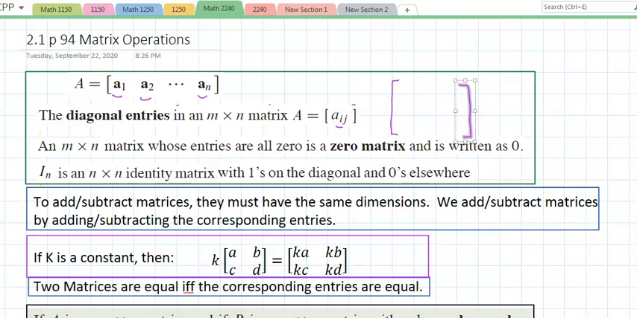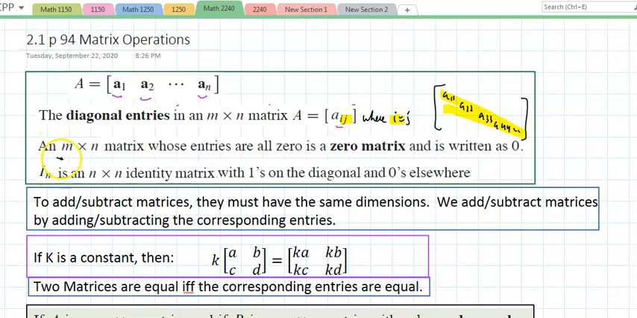I should add that in there, where i equals j. So it's really A sub 1,1, A sub 2,2, A sub 3,3. Basically, looking at it, literally the diagonal, where those two are the same.